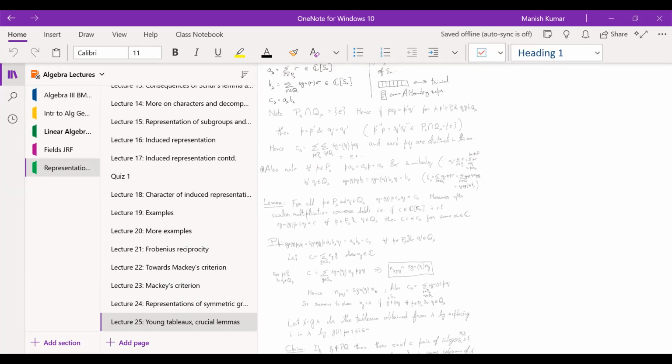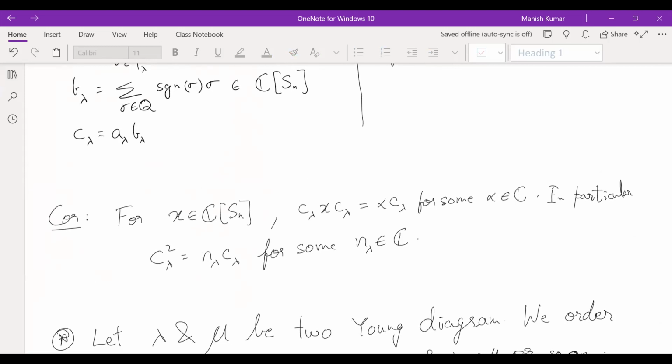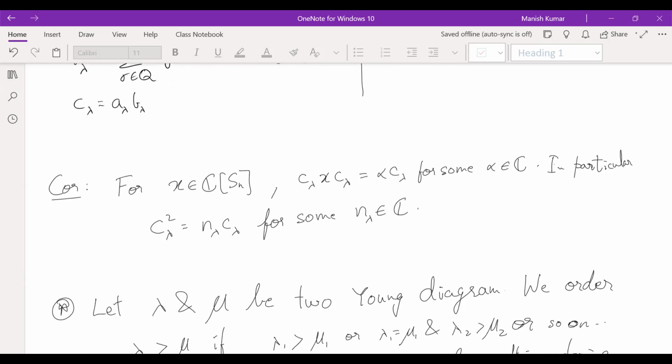And as a consequence of this lemma, we got this corollary. If you take C lambda x C lambda, this element satisfies the hypothesis. If you multiply left by P and right by Q, it's just sign of Q times this element. So in particular, you get that this is a scalar multiple of C lambda. That is how the proof of this corollary comes from the lemma. The difficulty was in the lemma, which was somewhat computational.